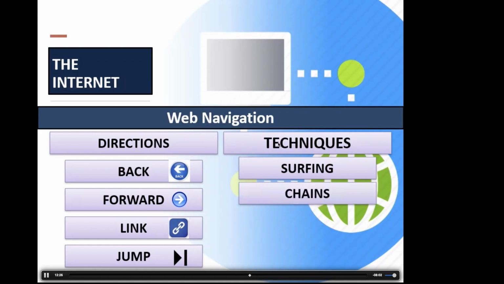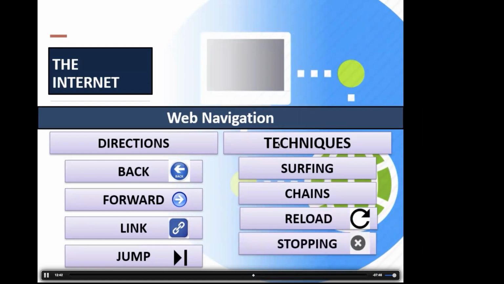Next is chains. After clicking several websites, a chain of internet pages is created and explored backward and forward. Next is reload, which means refreshing the page to ensure that the latest copy is loaded. Another is stopping. It only means that the user can stop the loading process of a site anytime the user wants to. And last is restarting. The user can stop the connection and click the same link again to restart loading.